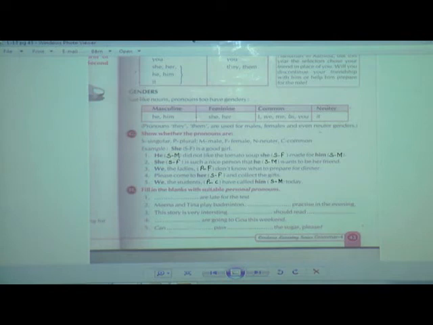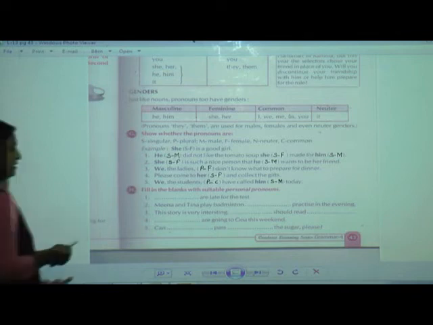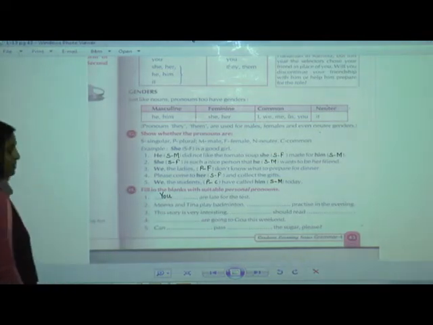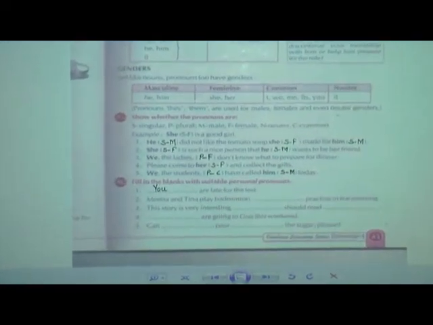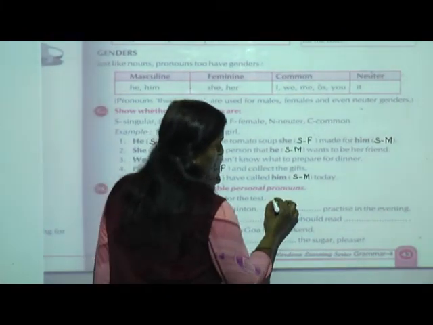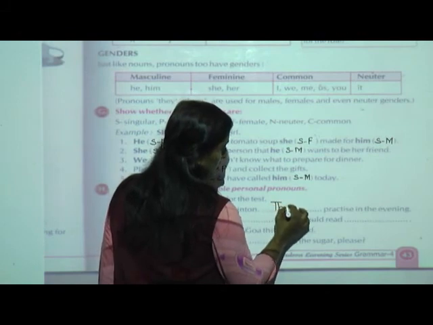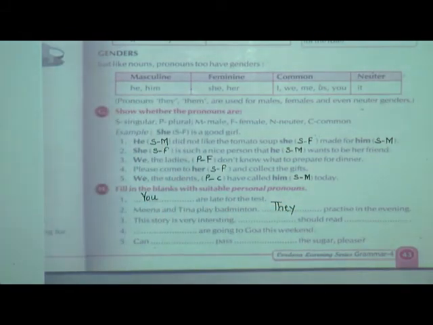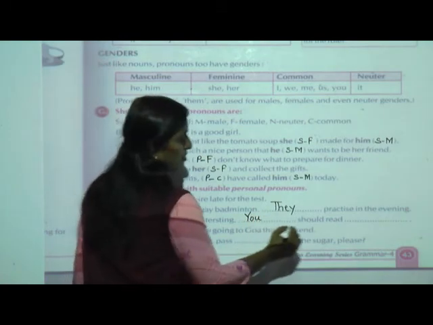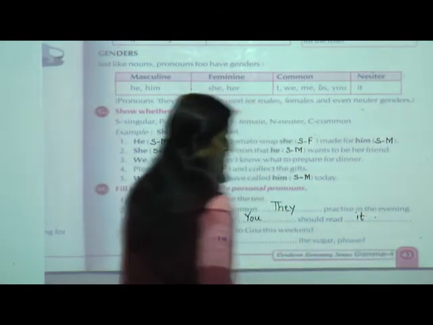Filling the blanks with suitable personal pronouns. Dash are late for the test. Yes, so we are going to write here Y-O-U. Meena and Tina play badminton dash practice in the evening. As Meena and Tina are plural, so I am going to use they. This story is very interesting, dash should read it. Yes, you, second person, should read it.